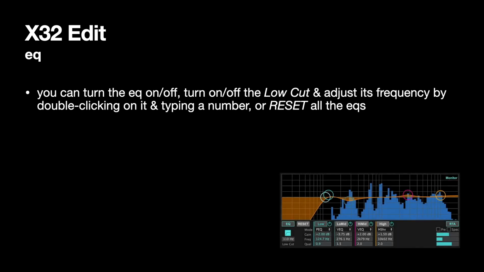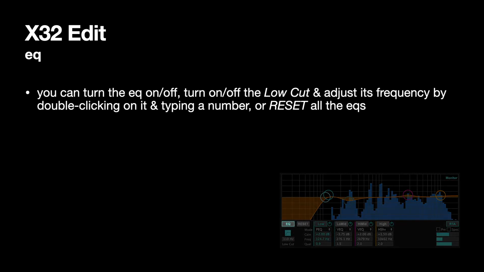You can turn the EQ on or off using the EQ on-off switch, and you can turn the low cut on and off, or adjust its frequency by double-clicking on the number, and you can reset all of the EQs to 0 dB. Everything is reset. When you press the reset button, it will then ask you if that's really what you want to do. So there is a stage after that where you can say, no, that's not what I really want to do. But if you do want to do the reset, just click on OK, and then that resets all the EQs to be flat.